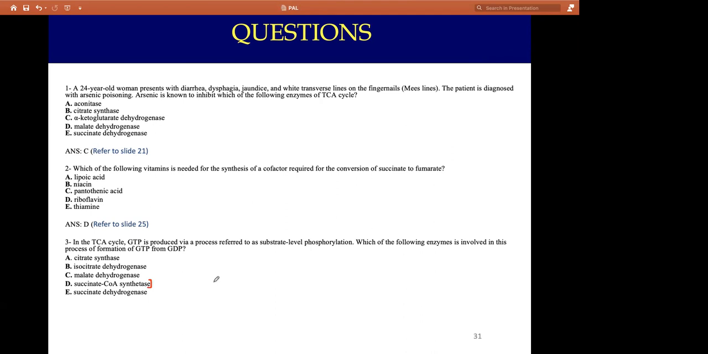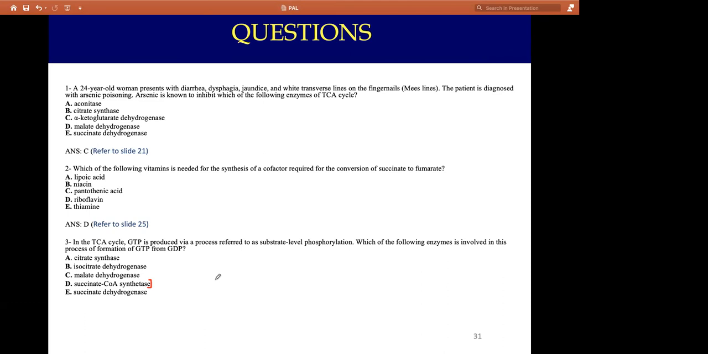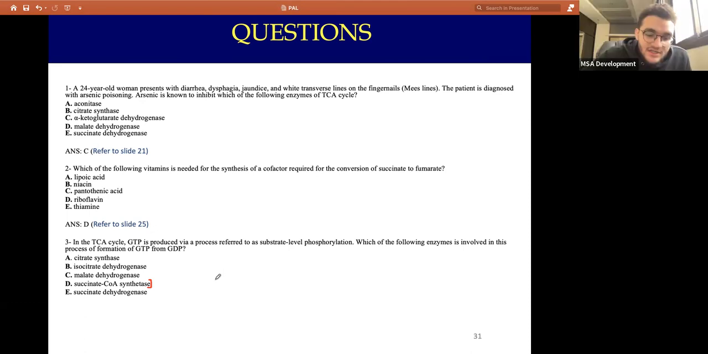Because it's a synthetase, and we're synthesizing GTP. It's in the process of turning succinyl-CoA to succinate. It's succinyl-CoA synthetase, and it's also substrate-level phosphorylation, GDP to GTP. Is that clear for everyone?